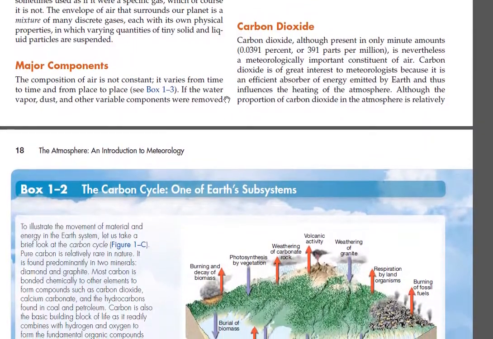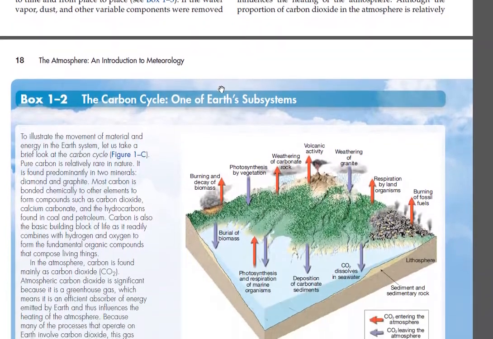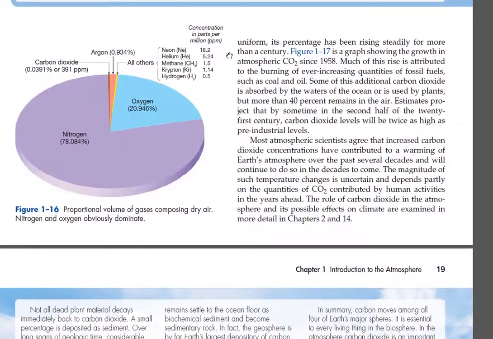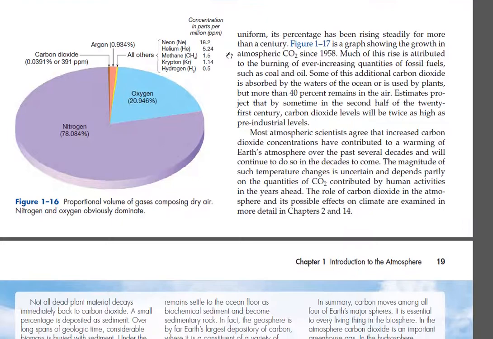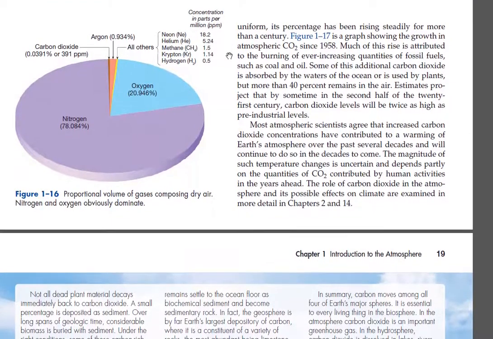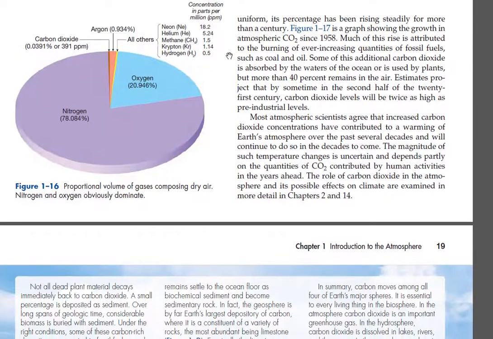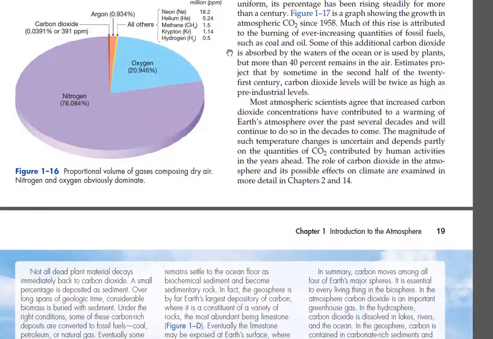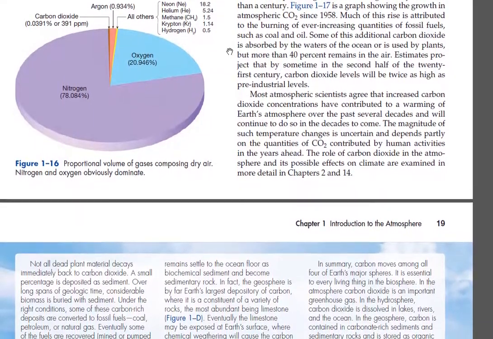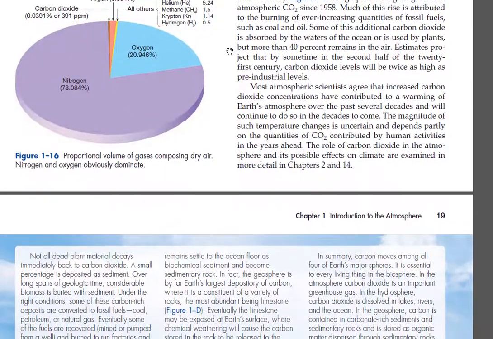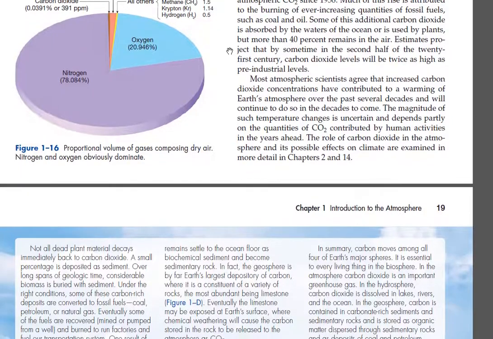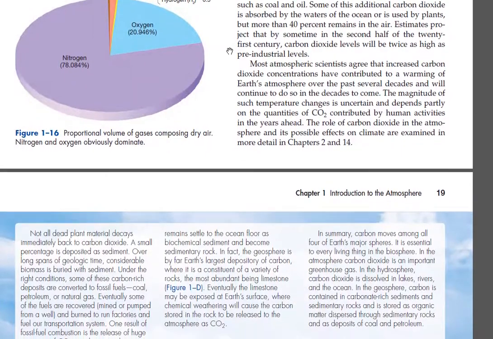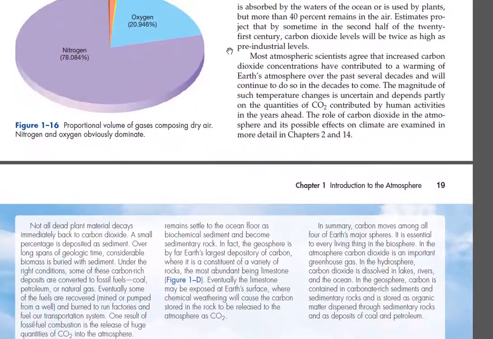Although the proportion of carbon dioxide in the atmosphere is relatively uniform, its percentage has been rising steadily for more than a century. Figure 1.17 is a graph showing the growth in atmospheric CO2 since 1958. Much of this rise is attributed to the burning of ever-increasing quantities of fossil fuels, such as coal and oil. Some of this additional carbon dioxide is absorbed by the waters of the ocean or is used by plants, but more than 40% remains in the air. Estimates project that by sometime in the second half of the 21st century, carbon dioxide levels will be twice as high as pre-industrial levels.